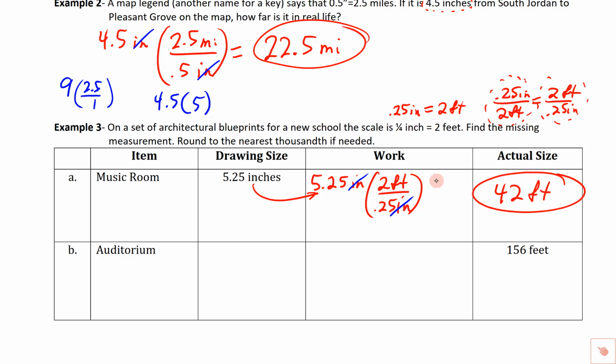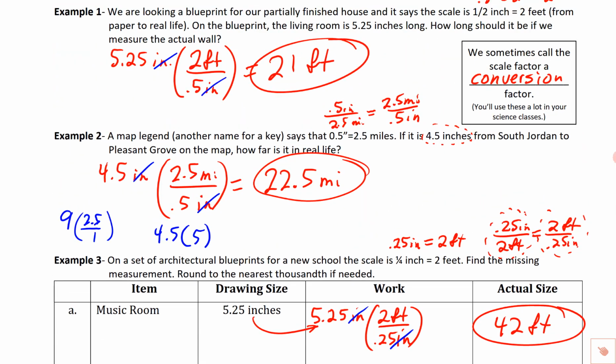42 feet, and that is the answer. So we were given the drawing size of 5.2 inches, and we figured out that in real life, that music room would have a wall that's 42 feet wide. Now, I just real quickly want to come back up here and take a look. We did have 5.25 here, and this looks similar, but it's a little bit different than the one that we did up here.